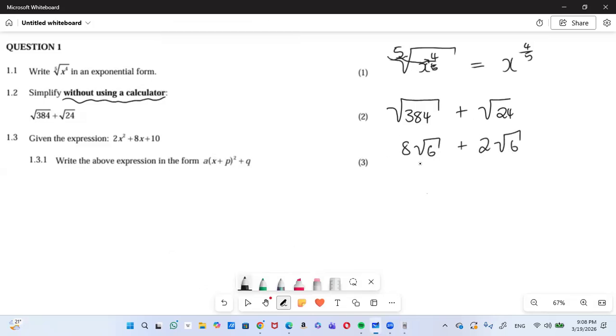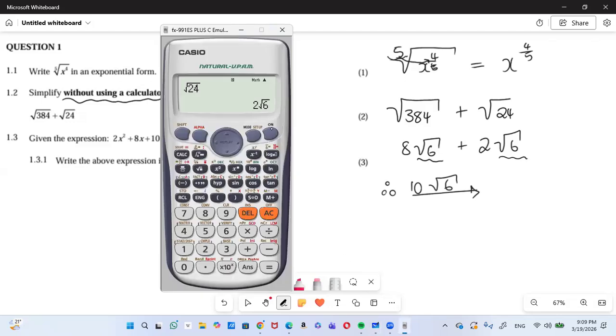So now from here, we know that these two, because they have the same square root, become like terms, right? In like terms, I'm only going to add the coefficients. So our answer will therefore be 8 plus 2, which gives us 10 square root of 6. That's how we go about our answer. So yes, we can use a calculator. Just don't punch it all together like this, don't say square root of 384 plus square root of 24. No, don't do that.